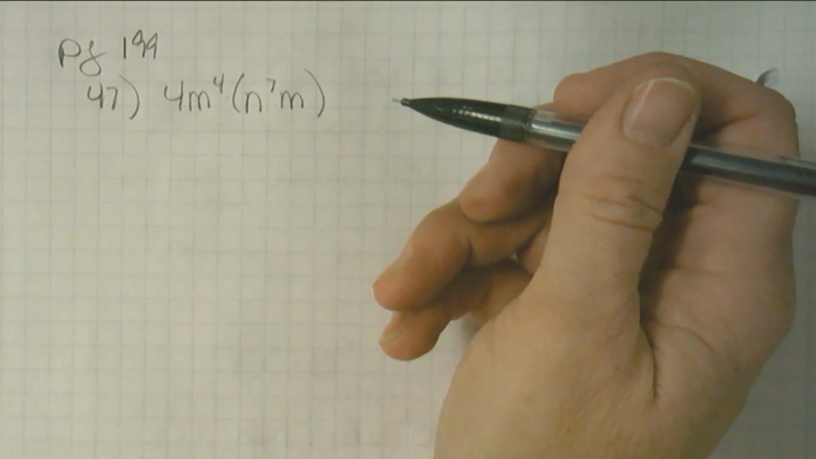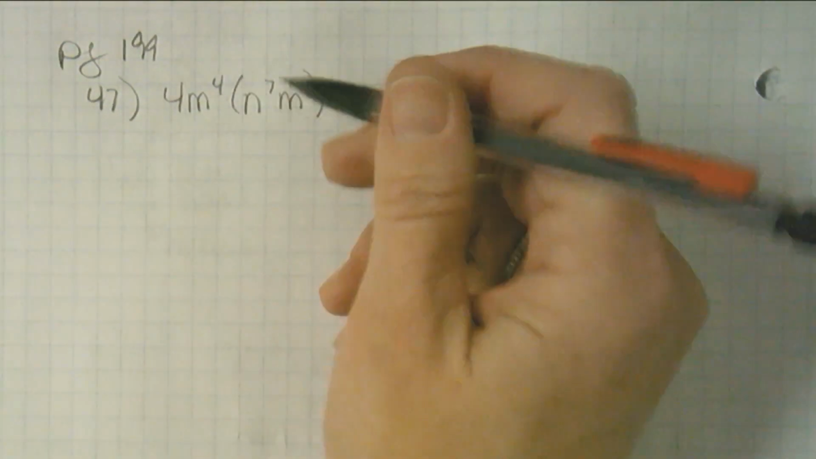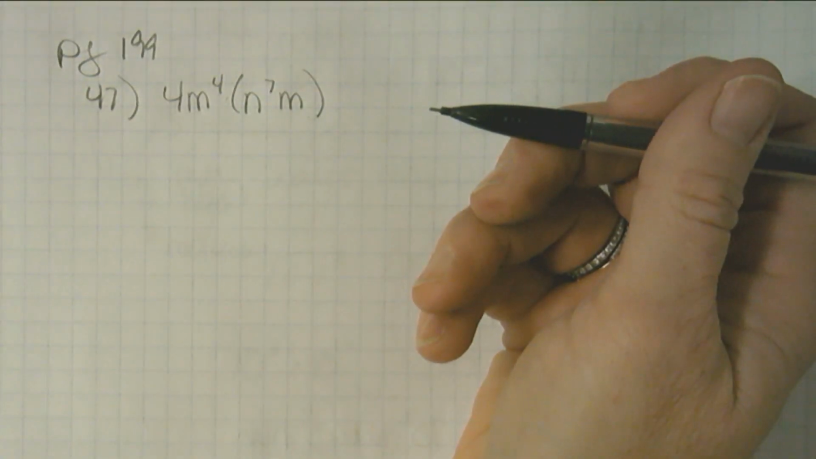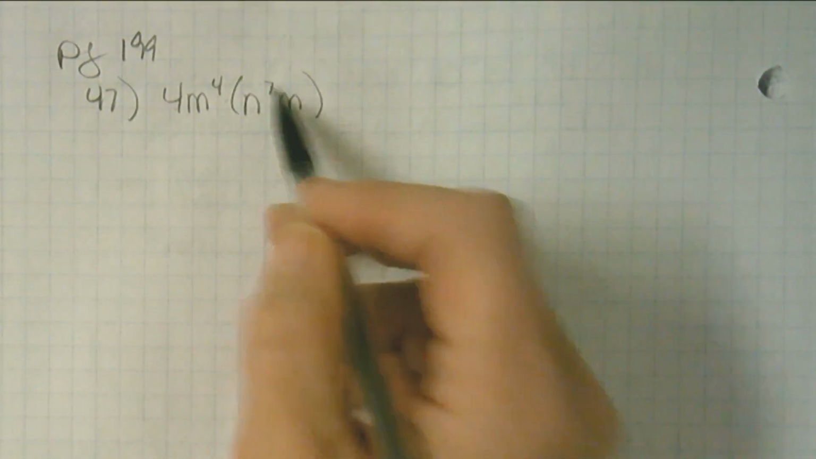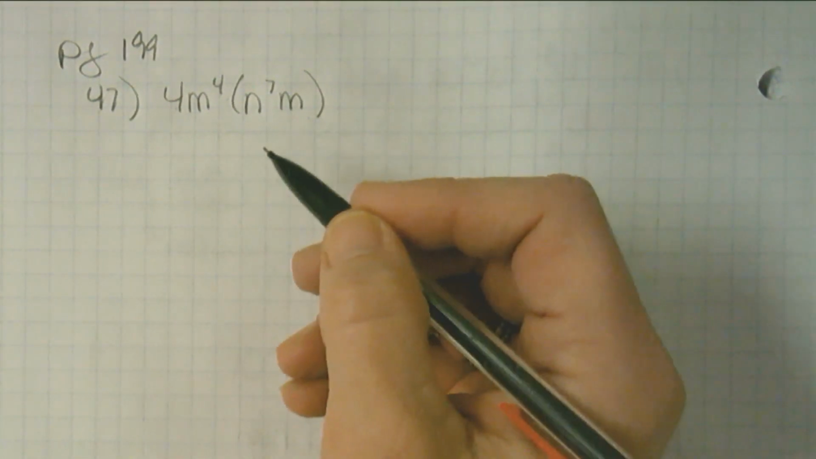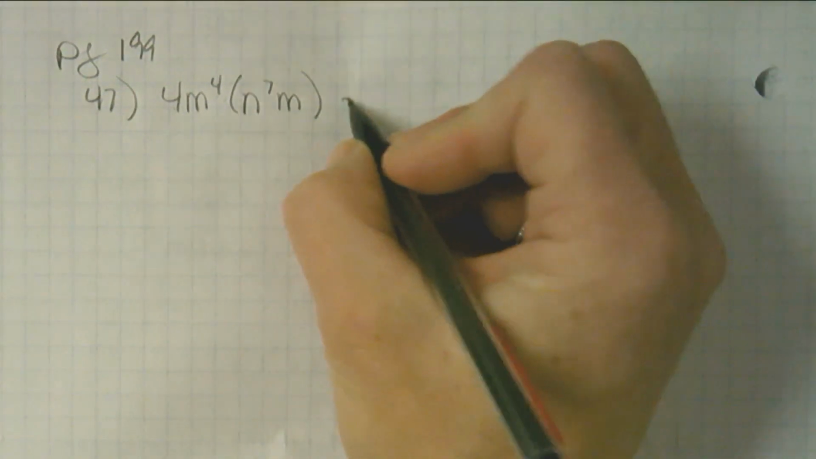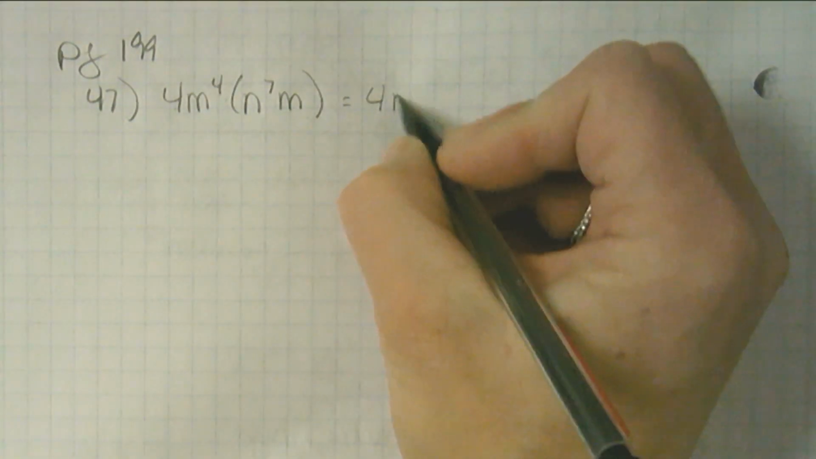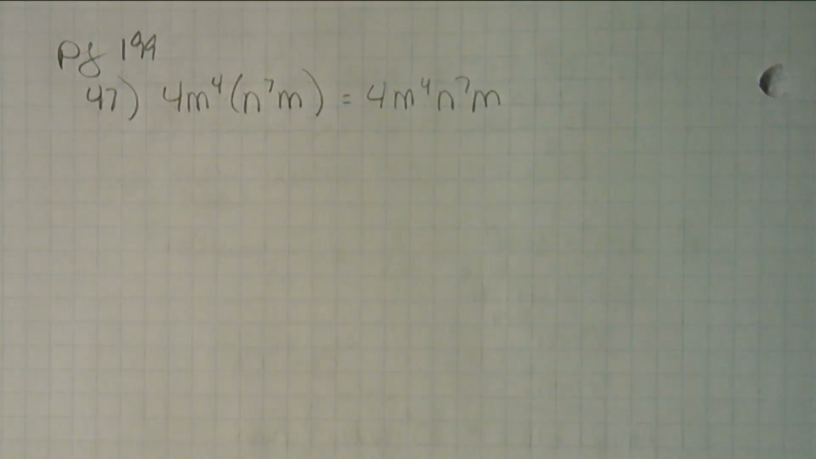They're not necessary. All they're doing is indicating I need to multiply this term by this term. That's all it's saying. Multiply 4m to the 4th times n to the 7th times m. But in reality, what is the only operation going on here between these variables and this number? Coral? Multiplication. If I was to rewrite this, this is just 4m to the 4th times n to the 7th times m. I could simply write it that way.